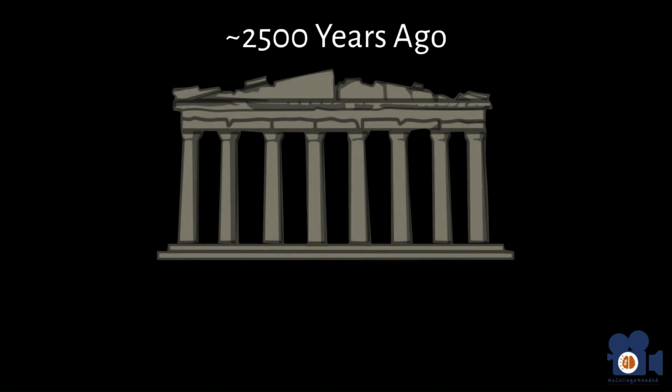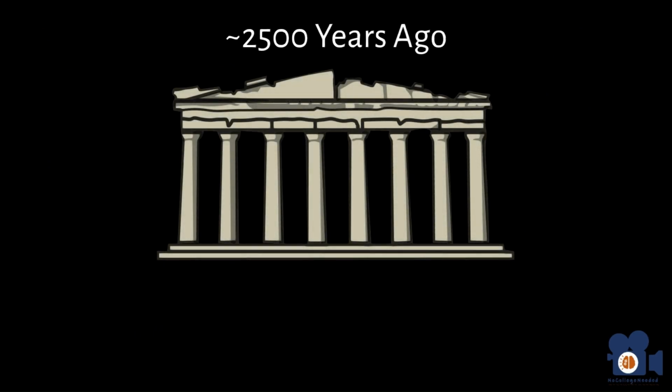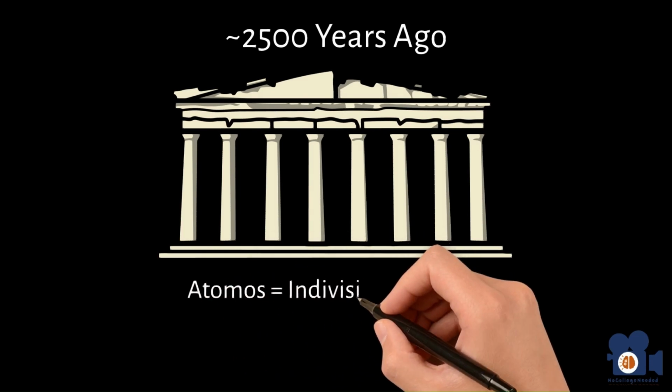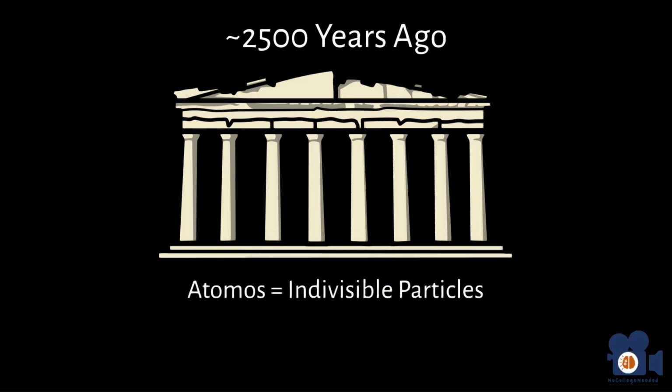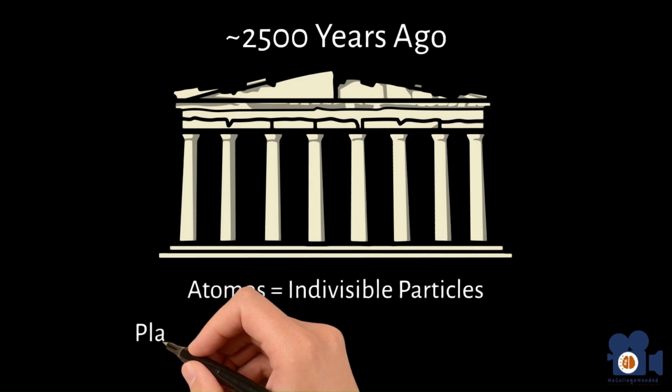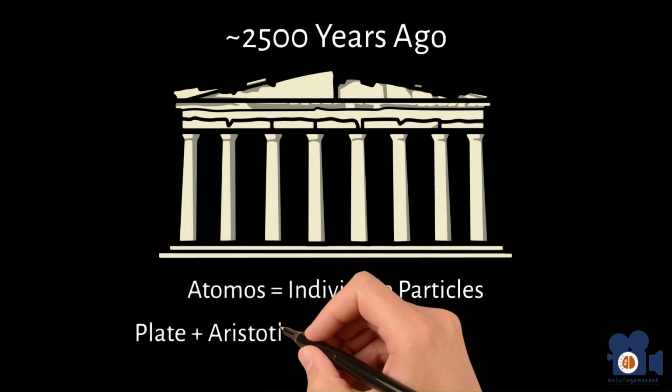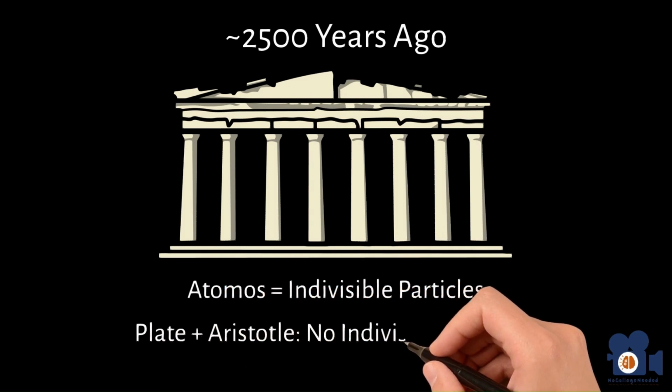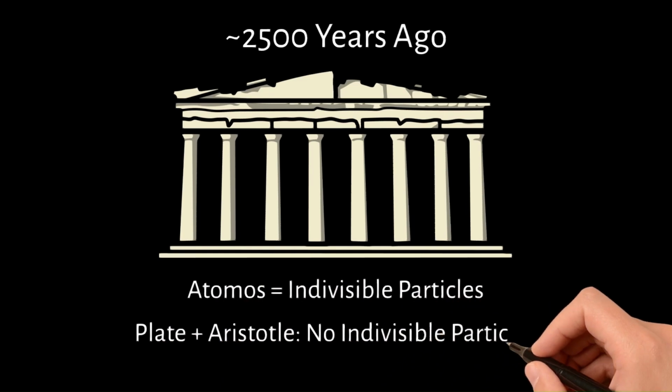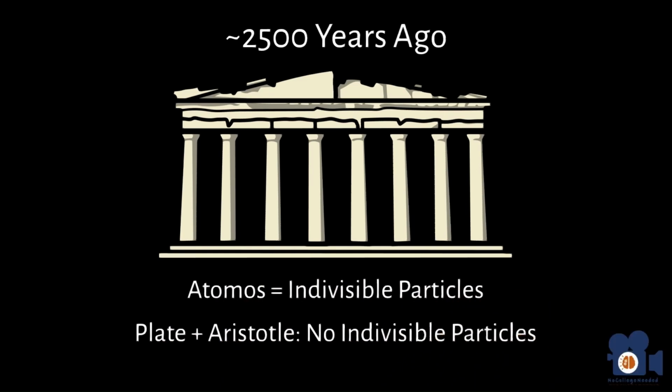Approximately 2,500 years ago, Greek philosophers thought that matter in our world was composed of tiny Atomos, which translated means indivisible particles. However, this theory was replaced by Plato's and Aristotle's theories, which stated that there were no indivisible particles, that all matter could be divided into smaller bits.